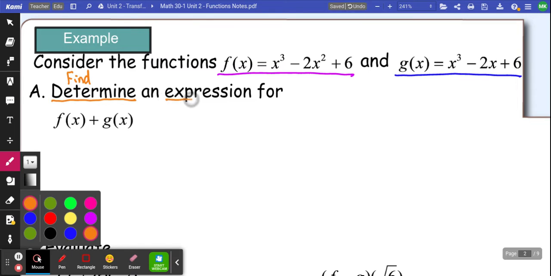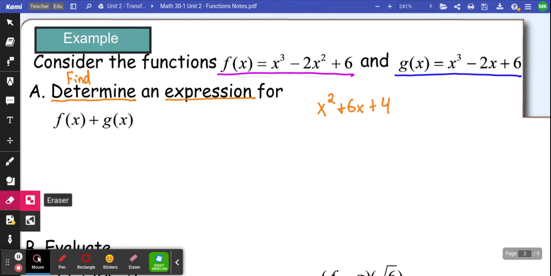an expression. Okay, expressions are not like x equals 6. That would be an equation. We want an expression, meaning there's no equal sign in it. Right? If I did this, x squared plus 6x plus 4, that's an expression. There's no equal sign. Bueno? So our answer is going to be something like that. It's just going to be terms and variables and coefficients and constants. No equal sign, no solving involved. We want to find an expression for this.